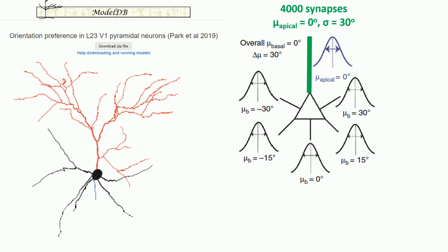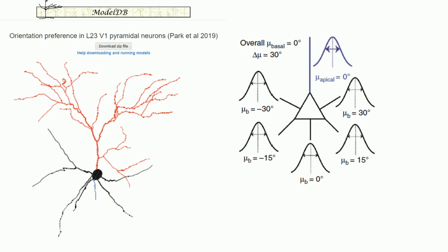For example, this drawing shows a model where the apical dendrite had, say, 4,000 synapses, each of which had its orientation preference drawn from a normal distribution with mean of 0 degrees and a standard deviation of 30 degrees. And this particular basal dendrite would have had on the order of 1,200 synapses, each of which had its orientation preference drawn from a normal distribution with a mean of 15 degrees and a standard deviation of 30 degrees.